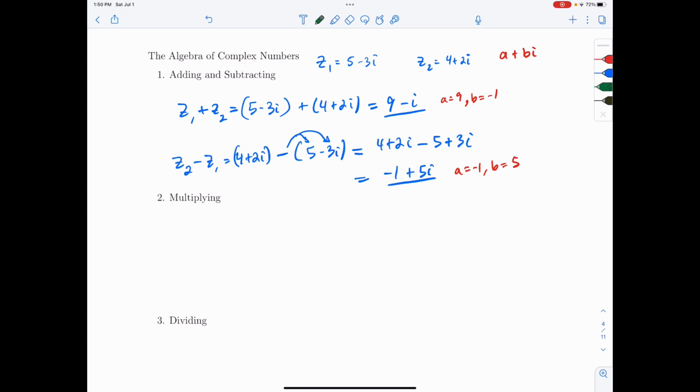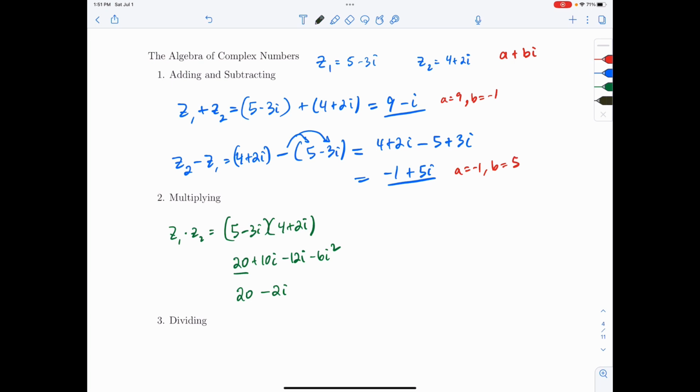Okay, now let's multiply these together. So z1 times z2. And what are we going to have? So 5 minus 3i times 4 plus 2i. Because these look like binomials, I'm going to distribute or FOIL. So 5 times 4 is 20, plus 5 times 2i is 10i. Negative 3i times 4 is negative 12i. And then negative 3i times 2i is negative 6i squared. Okay, so I can put the 20, bring that down, no other constants. 10i minus 12i is minus 2i.